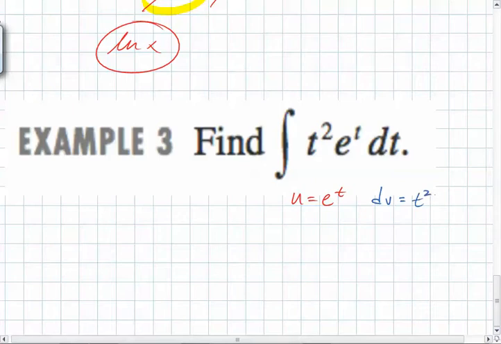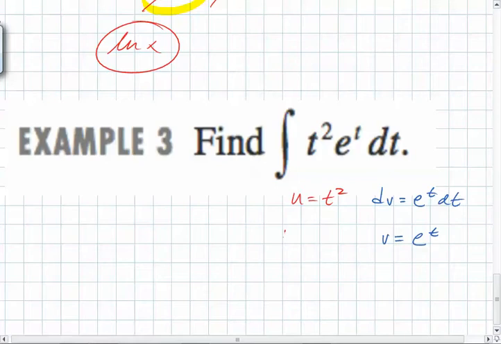T squared. Could I switch? Okay. You want to switch it? So what do you want u to be? U should be t squared. Okay. And dv is going to be what? E to the t dt, which makes v what? E to the t. That kind of is nice.